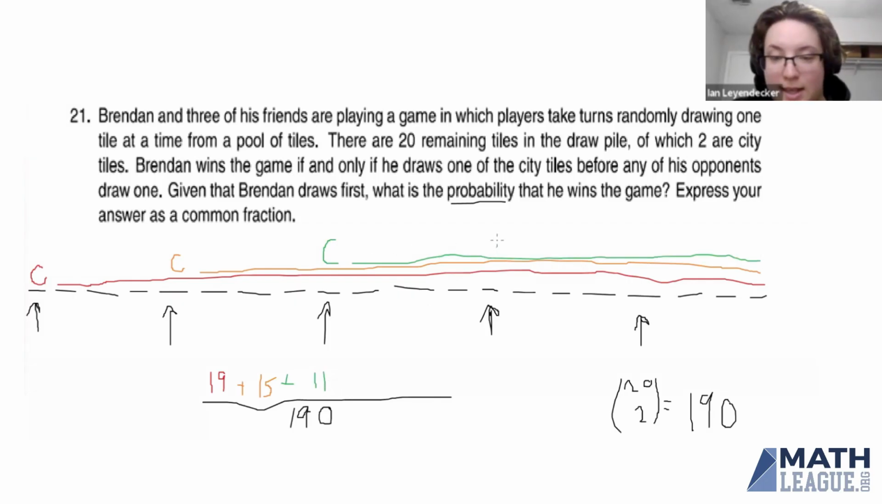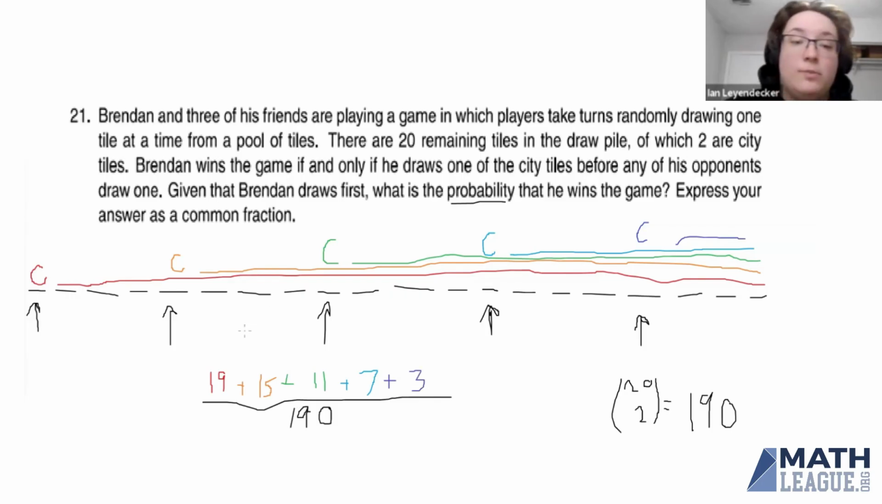The fourth possibility is that the city tile falls on the 13th turn, which means there are going to be 7 possibilities for the second city tile. And the final possibility is that the first city tile falls on the 17th turn, which means there are 3 other opportunities for the location of the second city tile. And that's going to be the total number of cases where Brendan wins, because we've already found all of the cases where the first city tile drawn falls on one of Brendan's turns.